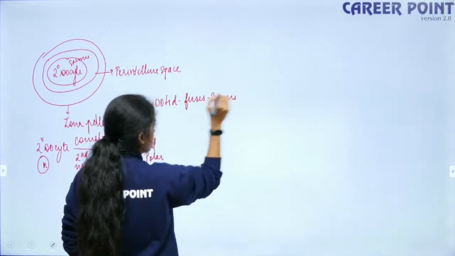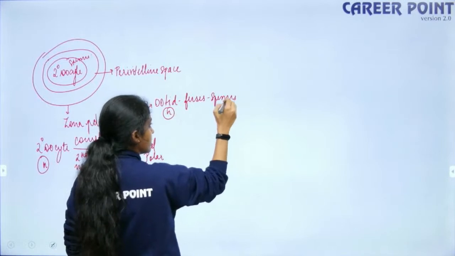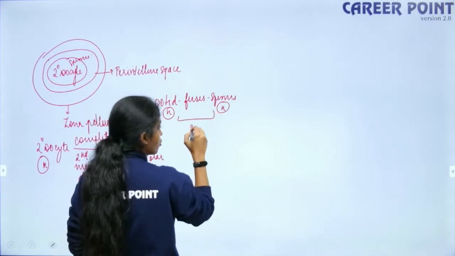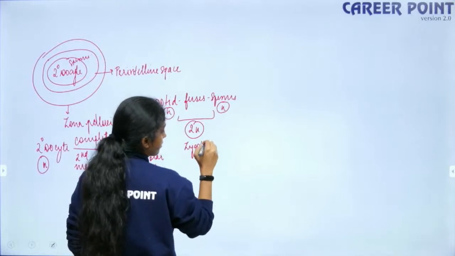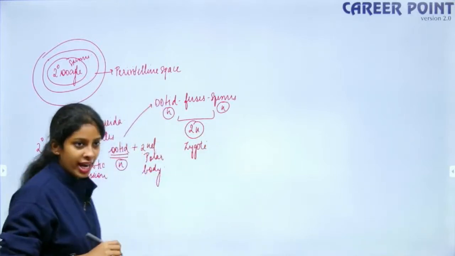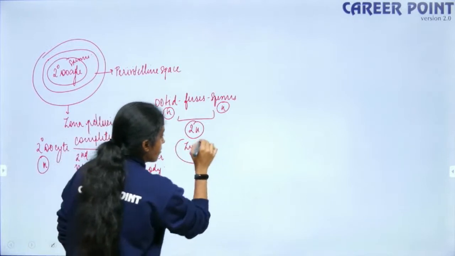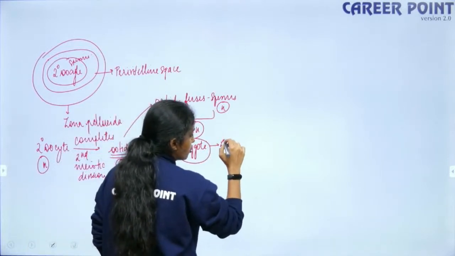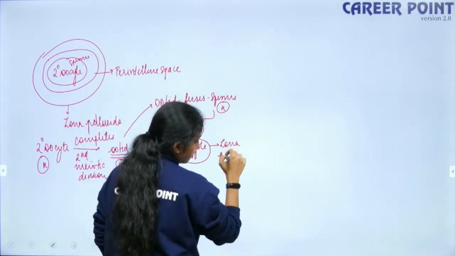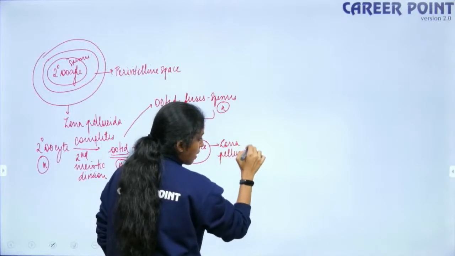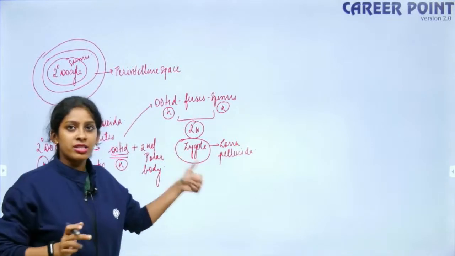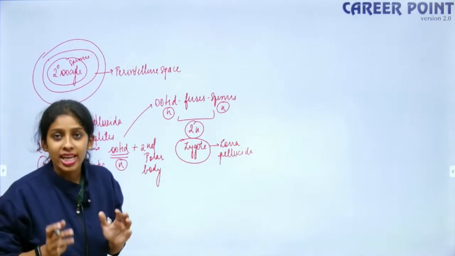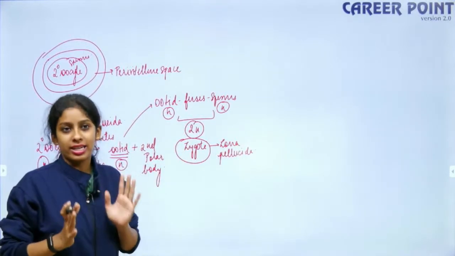So when it fuses, this is haploid, this is haploid. They fuse together to form your diploid zygote. It is still surrounded by your zona pellucida. The function of the zona pellucida is that, till the time the zygote reaches the uterus, it does not support implantation.